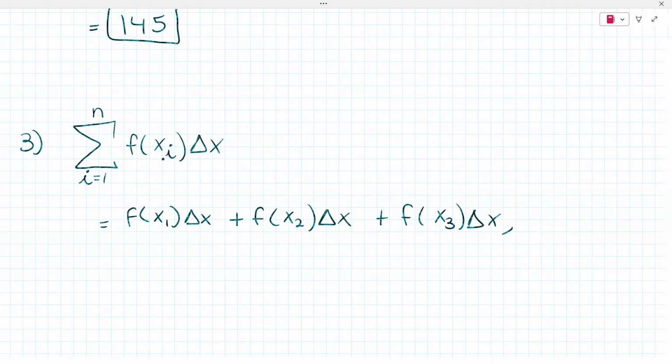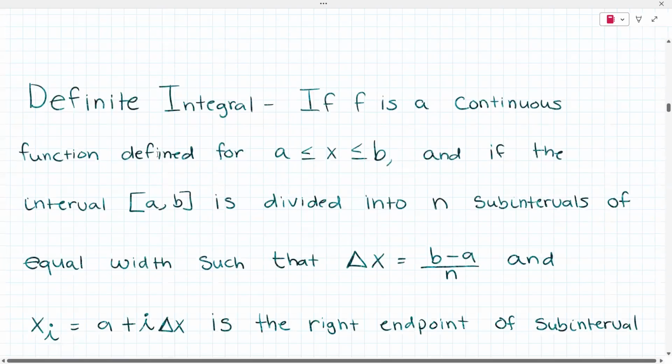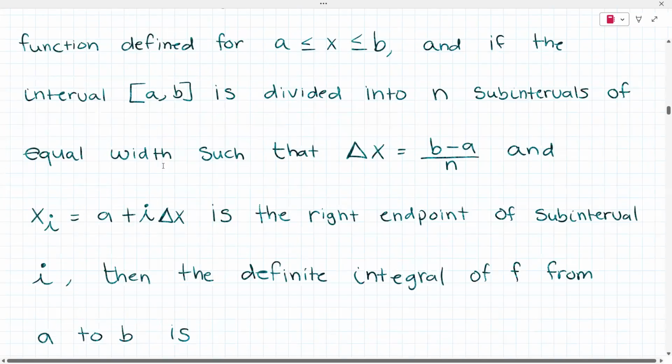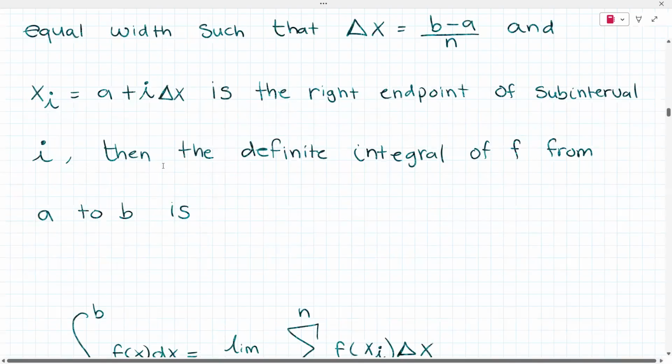So, let's talk about the definite integral. If f is a continuous function defined for a less than or equal to x, less than or equal to b, and if the interval from a to b is divided into n subintervals of equal width, such that delta x is equal to b minus a over n, and x sub i is equal to a plus i delta x is the right endpoint of the subinterval i, then the definite integral of f from a to b is this.